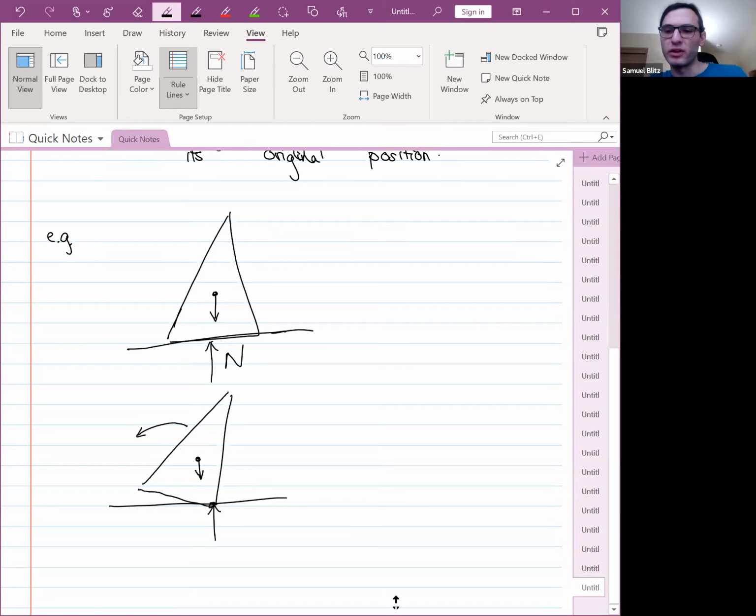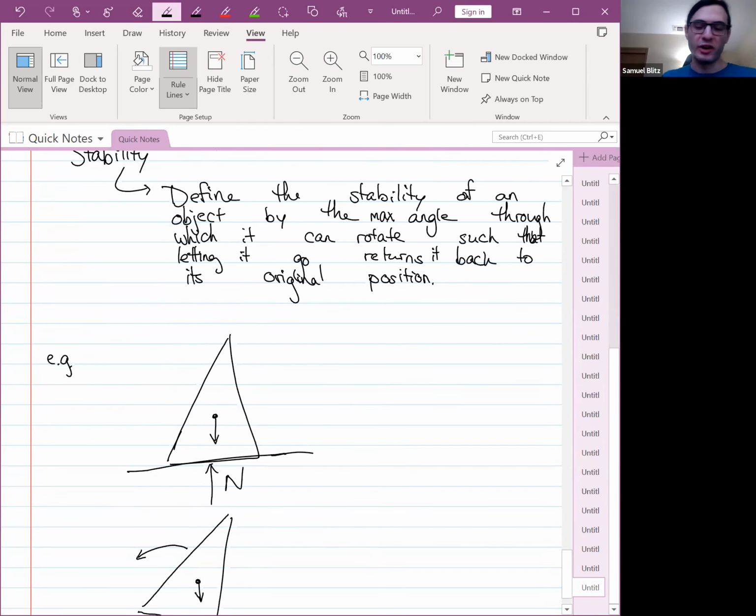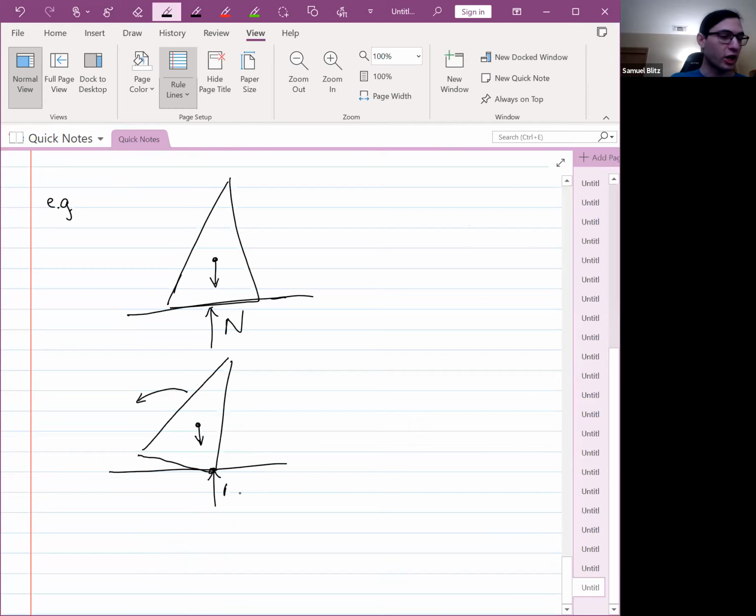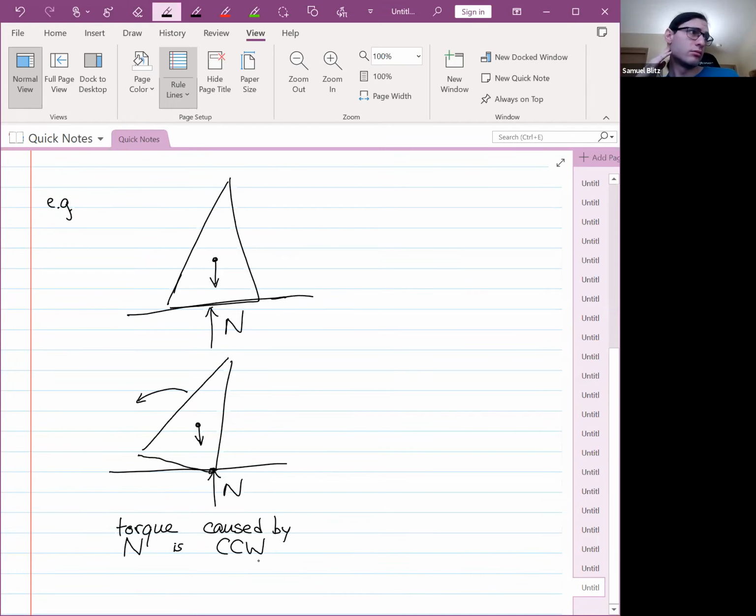Can you have an object with 360 degree stability? So here, the torque caused by the normal force is counterclockwise, which restores it to its original position. Can you have an object with 360 degrees of stability? I suppose a sphere. Yeah, a sphere would be, I guess, right?